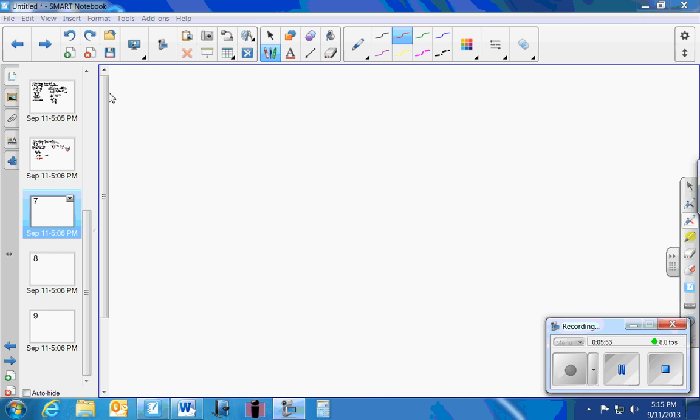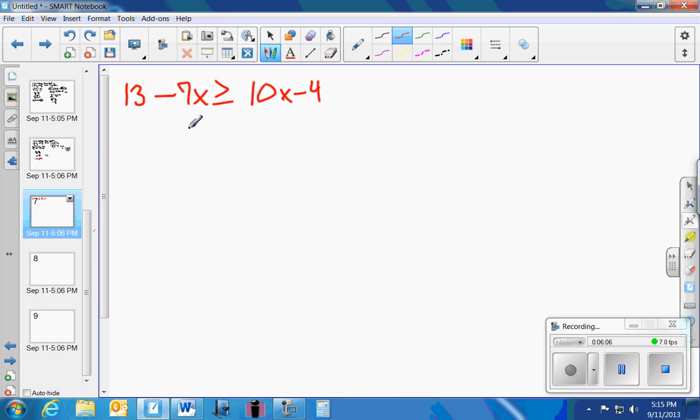The next example they have is 13 minus 7x is greater than or equal to 10x minus 4. Okay, so I'm going to get my letters on the left side. So I'm going to subtract 10x minus 10x. At the same time, I'm going to subtract 13 so that I can get that over here. And I can do that in more than one step if I don't feel comfortable doing that. So I'm going to subtract, so negative 17x is greater than or equal to negative 17.